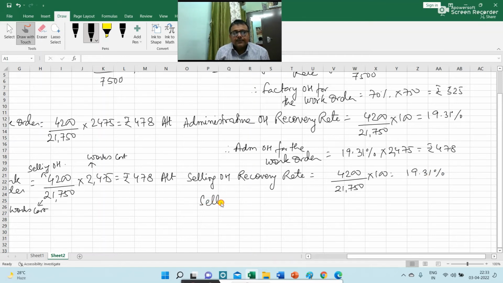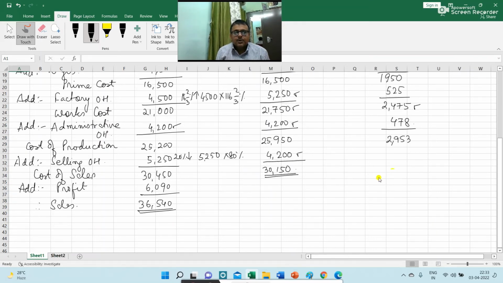Now selling overhead for the work order is 19.31% into 2475, and you will get 478. Now you put this 478 in the selling overhead, and you will get the cost of sale as 3431. Now it is given in the question that the profit for the work order will be 10% more than the profit that you have earned in 2020.